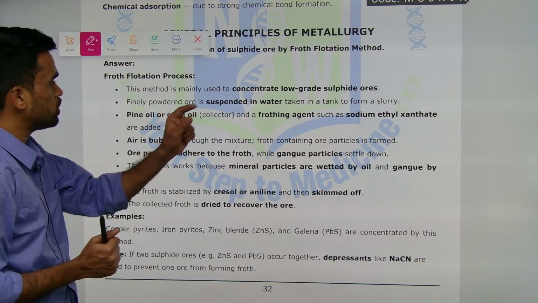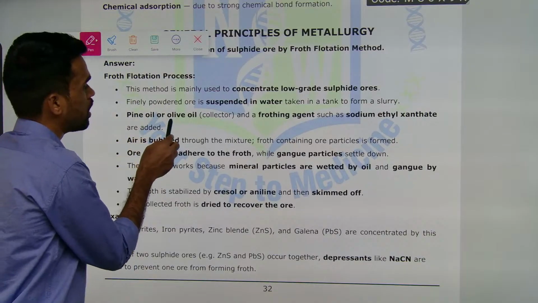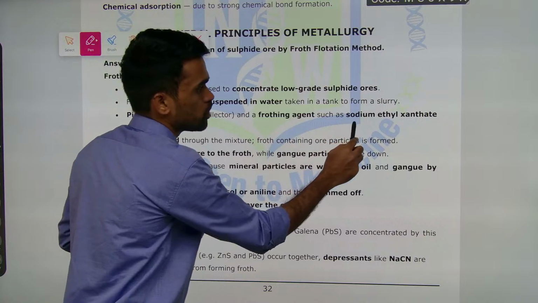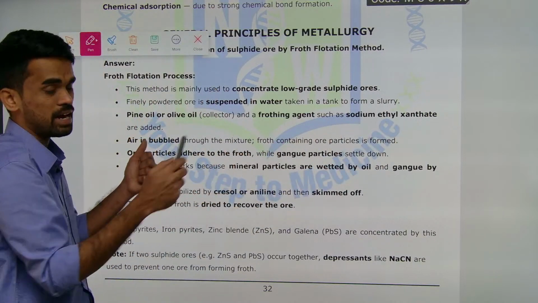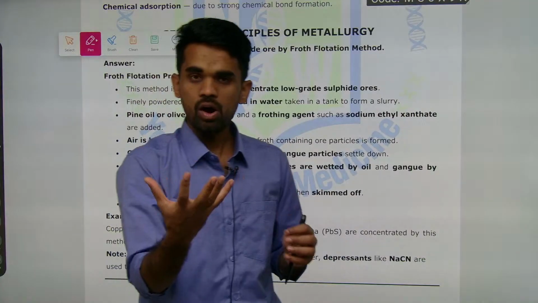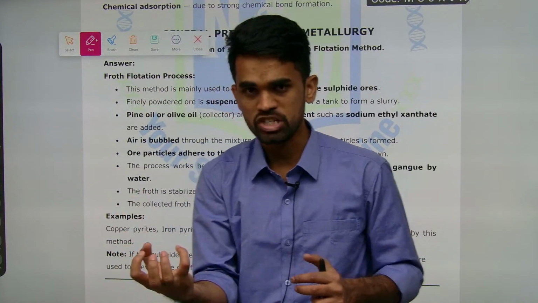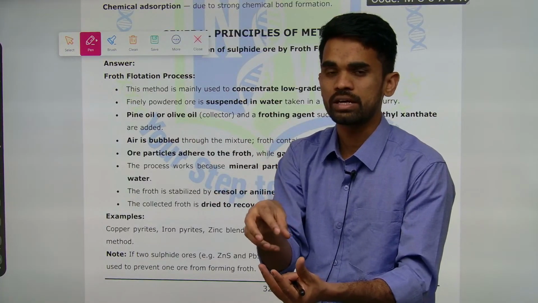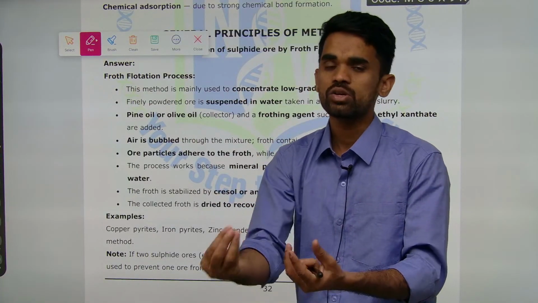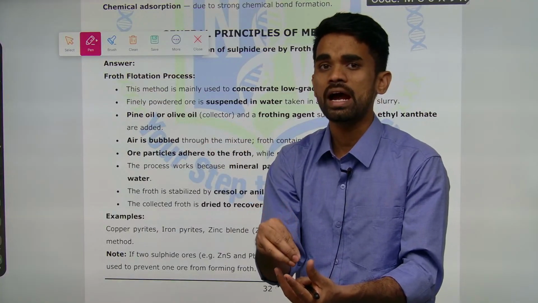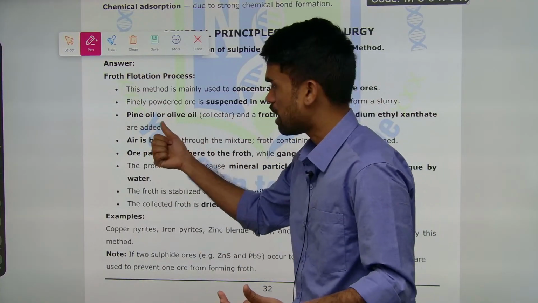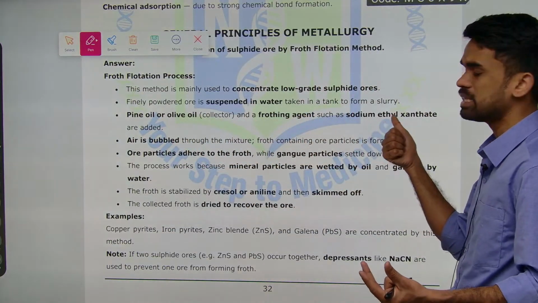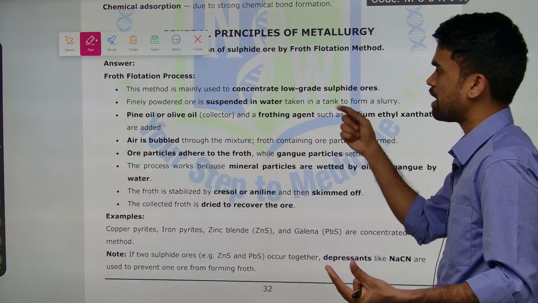Now to this we need to add pine oil or olive oil, that is the collector, and a froth agent such as sodium ethyl xanthate is added. So first you take the sulfide ore, crush it, which means you powder it, and then add it to the water. After adding it to the water, it becomes a slurry. To this slurry we add olive oil or pine oil, along with frothing agents such as sodium ethyl xanthate.